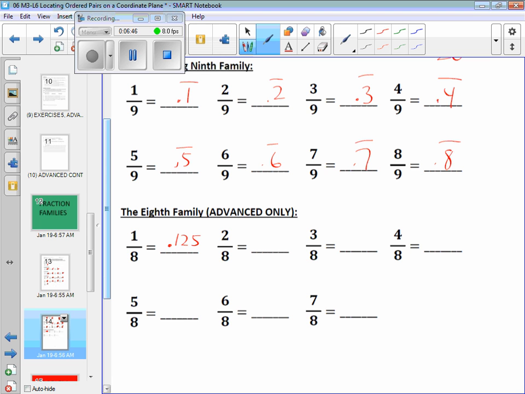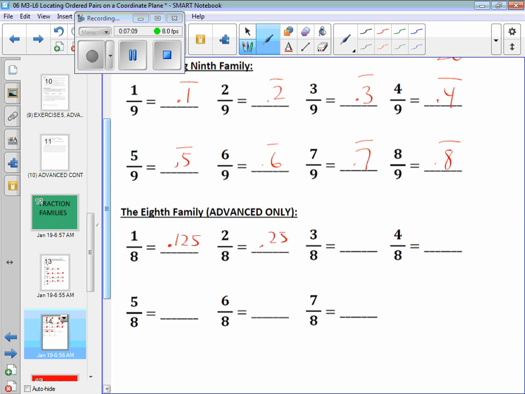So now that establishes the pattern. 0.125 plus 0.125 gives you 0.25, which, look, doesn't that make sense? 2/8 reduces to what fraction? 1/4, which is 0.25.